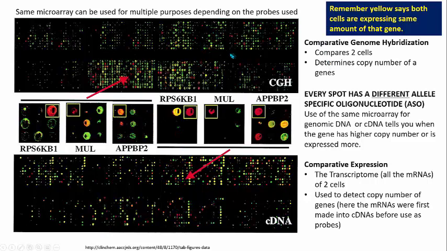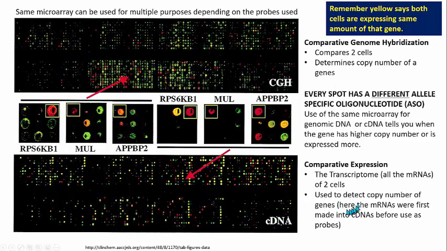In this case, we're using genomic DNA bound to the microarray, and we're comparing how much DNA whatever we labeled in red has relative to whatever we labeled in green. And of course, where it's yellow, we have the same amount of DNA in both cells. This is a comparative genome hybridization array. It tells us copy number of the genes because we're looking at the DNA from the whole genome.